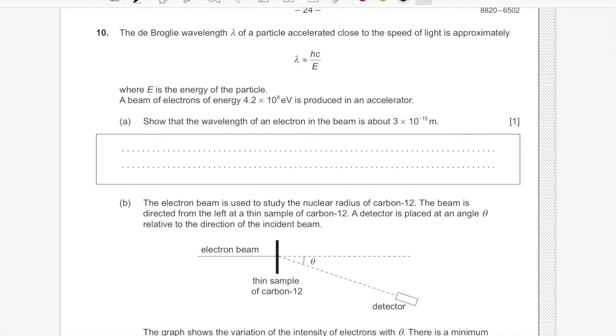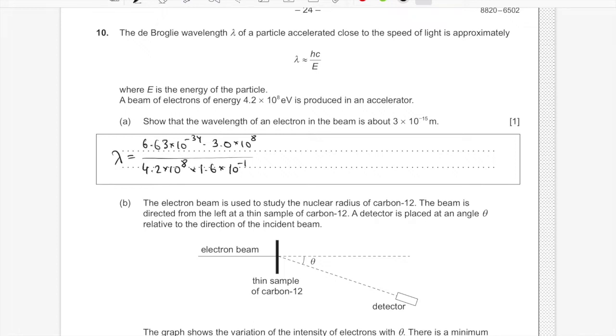Okay, question 10 is about the de Broglie wavelength of a particle. They give us the formula for that wavelength, and then they tell us there's a beam of electrons that have a specific energy, and we have to show what their wavelength is. So they're giving us E, we need to find lambda, just need to plug in our constants, Planck's constant and the speed of light, and then divide by the energy, which is in eV. We need to convert that to joules to get units of meter.